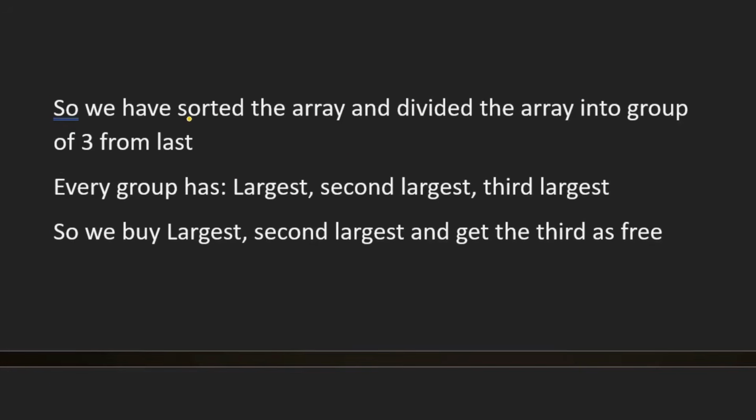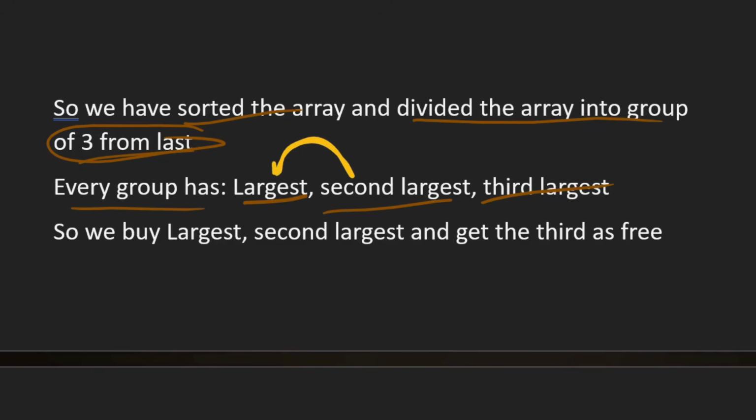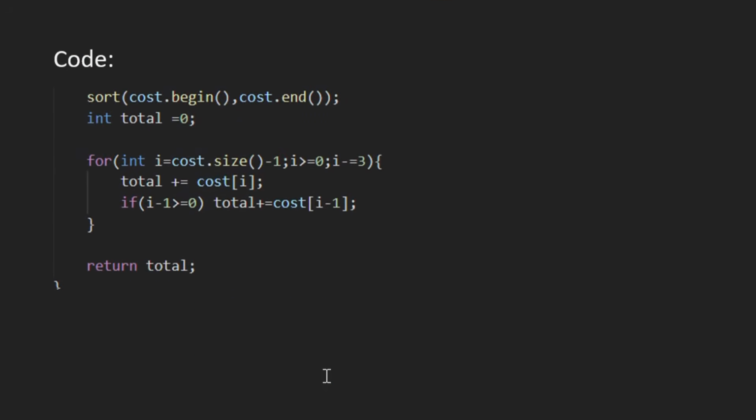So we sorted the whole array and divided it into groups of 3 from the last, and every group has 3 candies with the largest amount, second largest amount, and third largest amount. Then we buy the 2 candies with the largest and second largest amounts and get the third largest free, right? So let's see the code part.